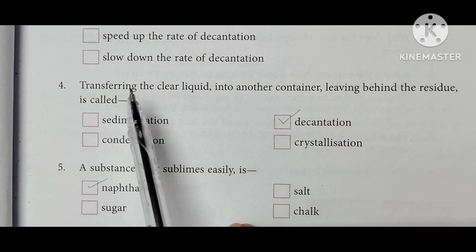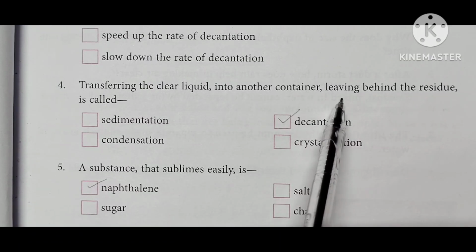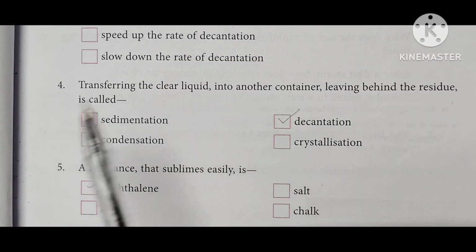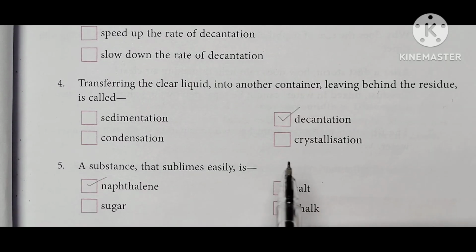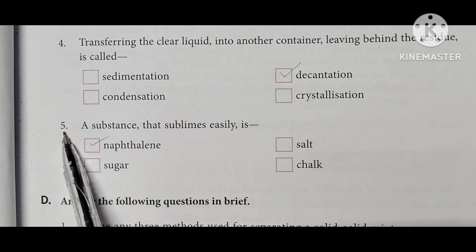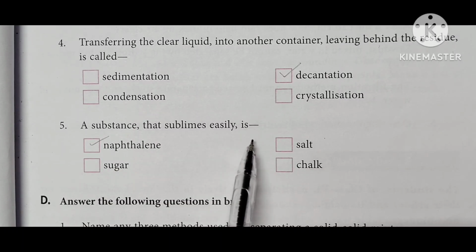Fourth, transferring the clear liquid into another container, leaving behind the residue is called. Answer is decantation. Fifth, a substance that sublimes easily is. Answer is naphthalene.